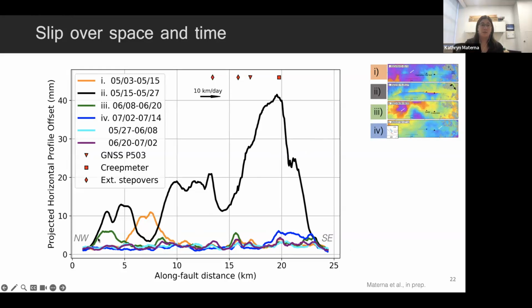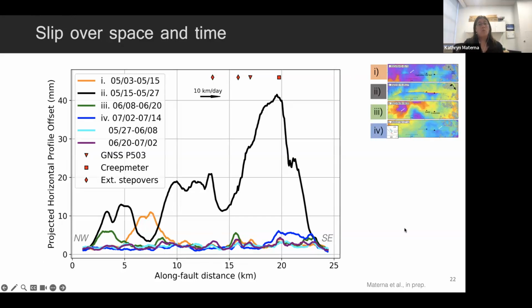And on the first interferogram, the slip looks something like this. And on the second interferogram, this is also projected into horizontal, assuming no vertical motion and assuming fault parallel displacement. The strike of the fault changes, so we projected with a different strike along each point on the fault.